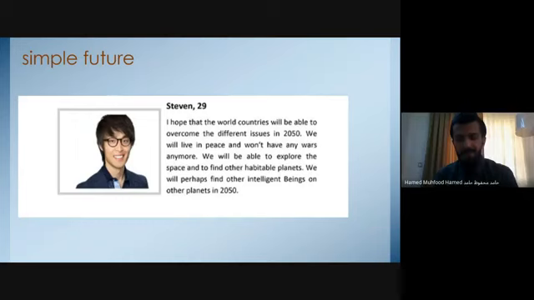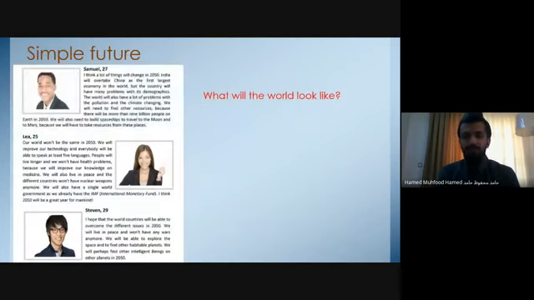Yes, you are reading. It's okay. So this is how the world will look like according to Stephen. Now let me just look at them. Now, what do you think of them? I will ask you about each one of them. Concerning the first one, Samuel, do you think he is optimistic or pessimistic about how the world will look like?